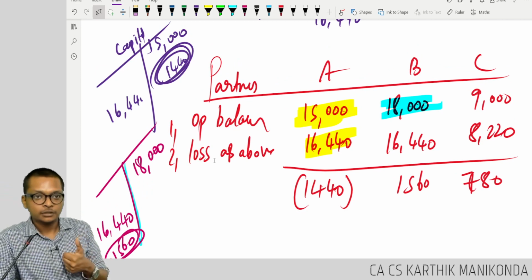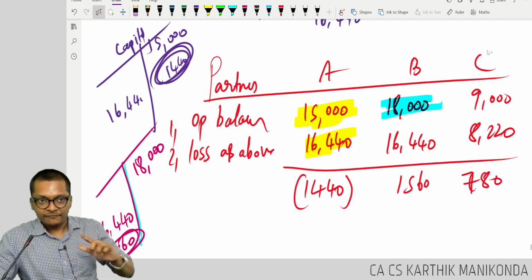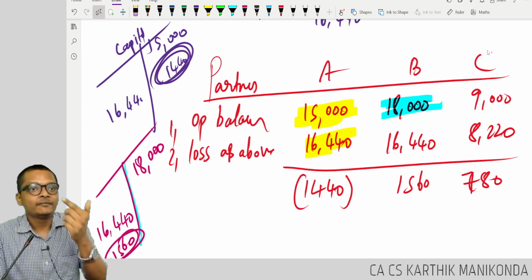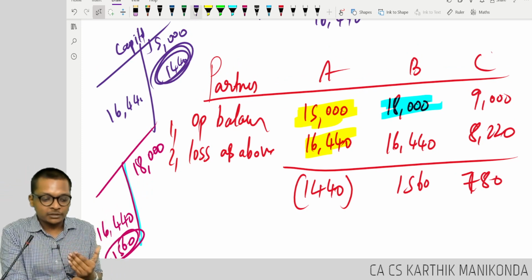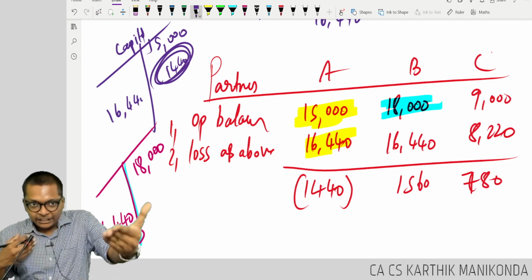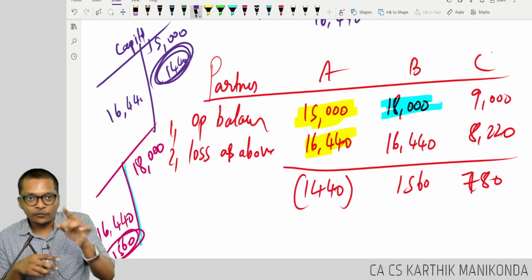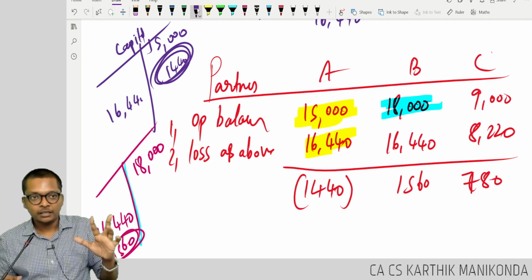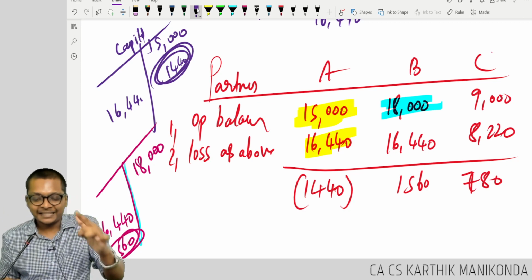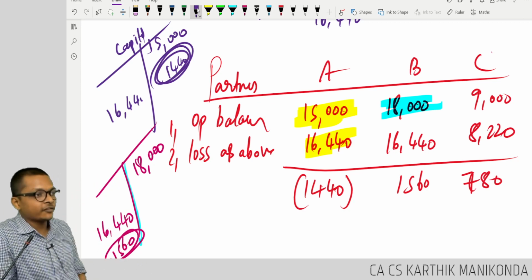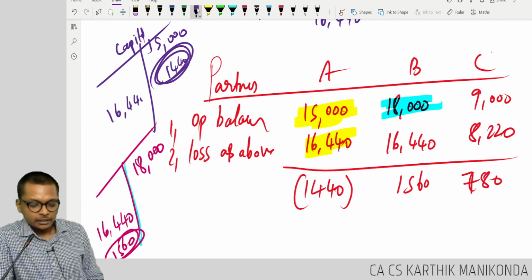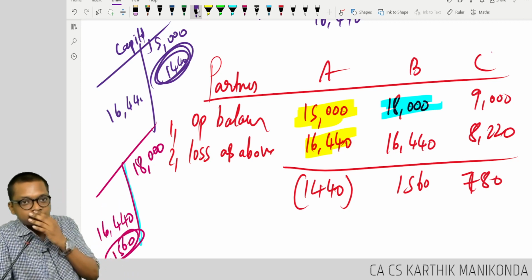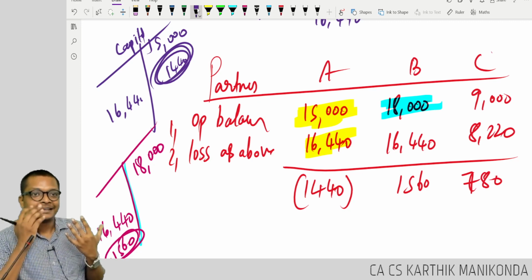Are you getting it? Now, C, we should pay C 780. We should pay. So now can I repeat the final conclusion? A should pay the firm 1,440. I should pay B 1,560. And I should pay C 780. Is this clear for everybody, guys? Okay. If this is the case, do I still have enough money to pay B and C? No, I have only 900 rupees.